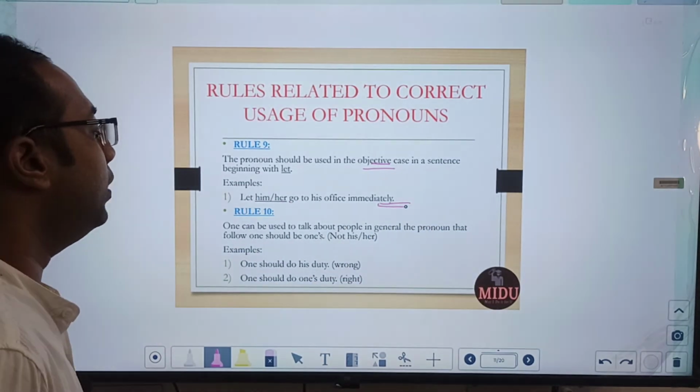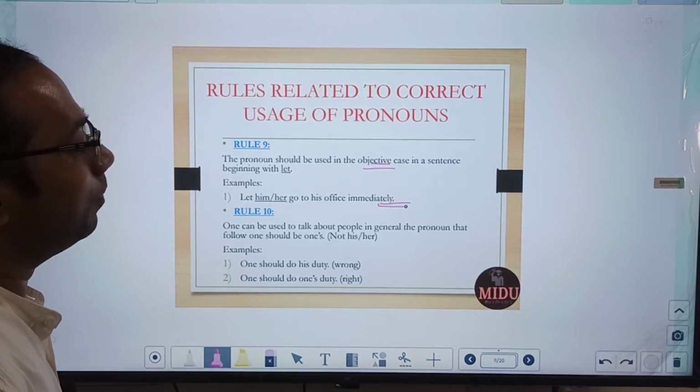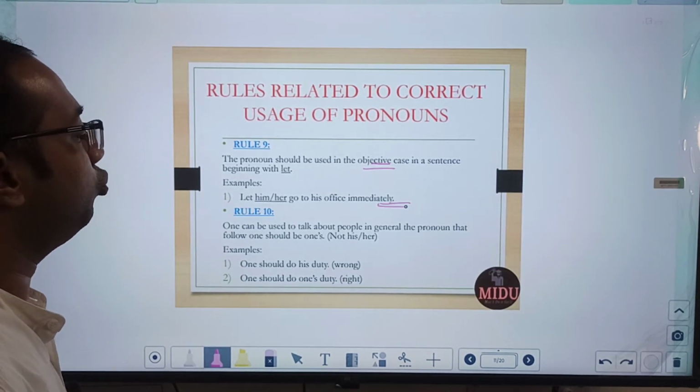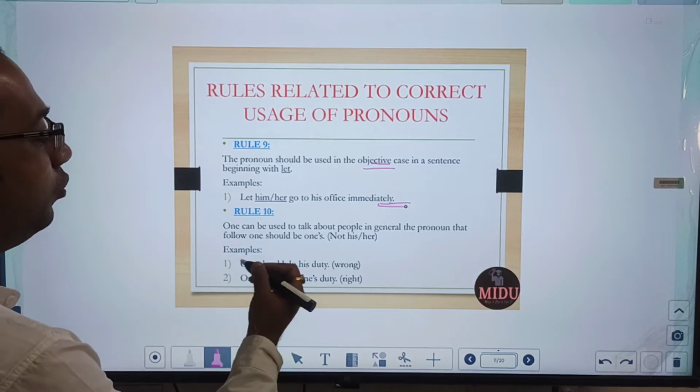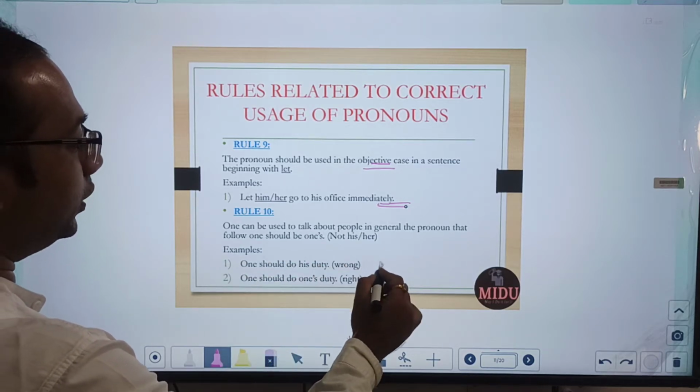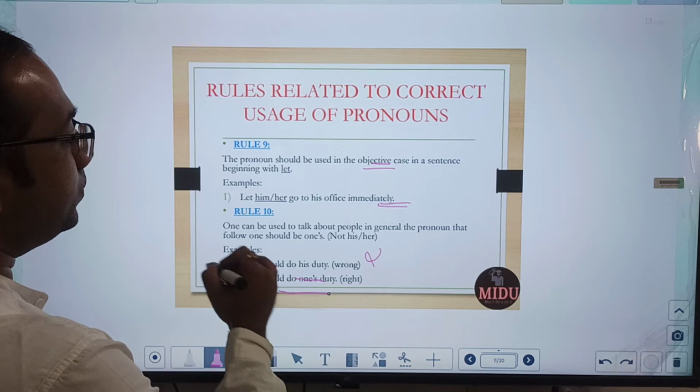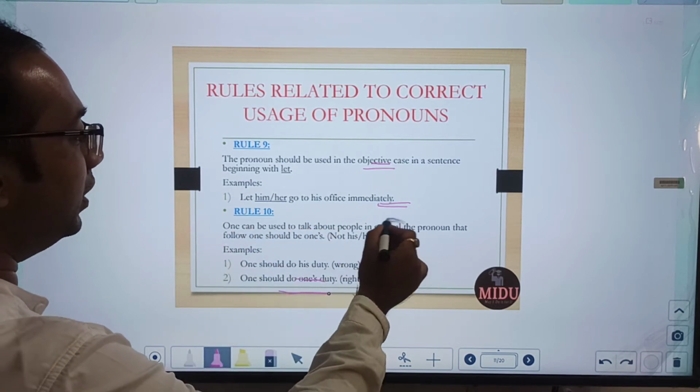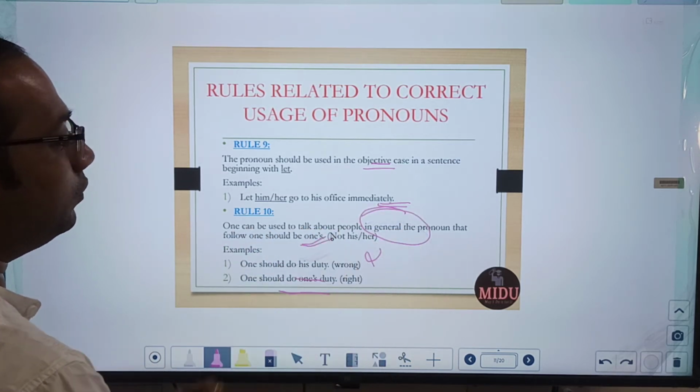Next rule. One can be used to talk about people in general. The pronoun that follows one should be one's, not his or her. One should do his duty. No, one should do one's duty. So when one is used for general, in that case it should always be one's.